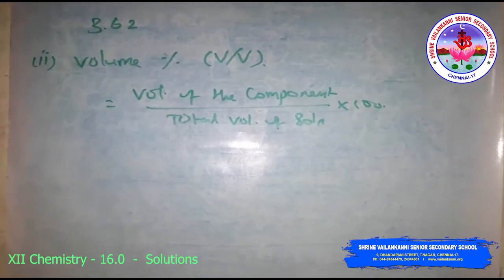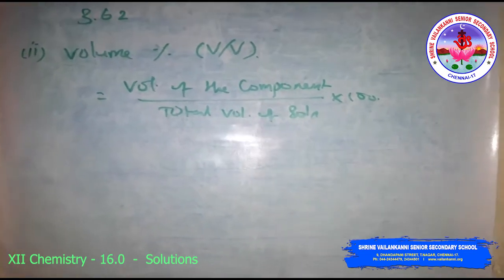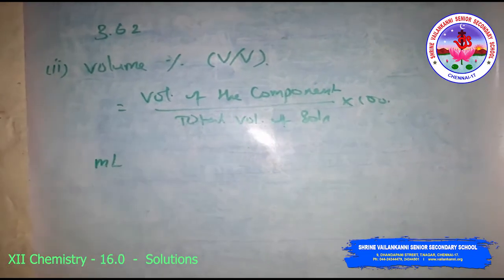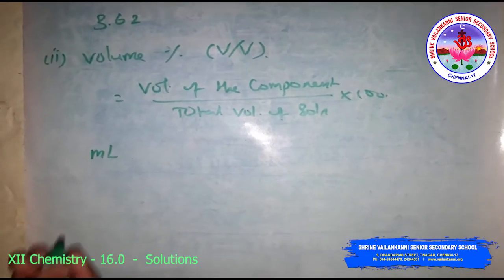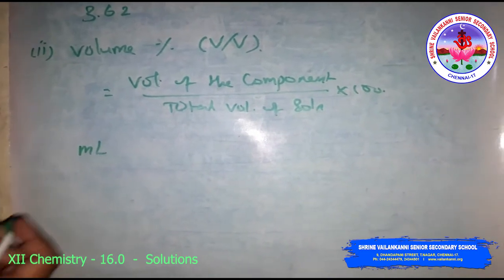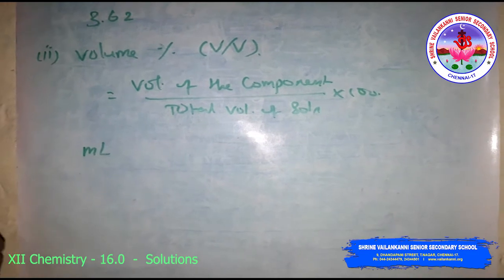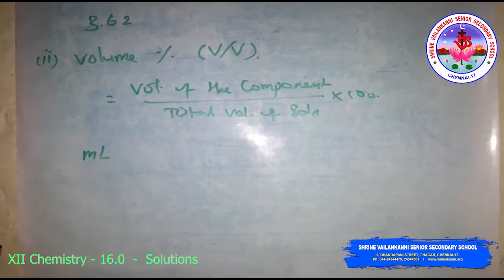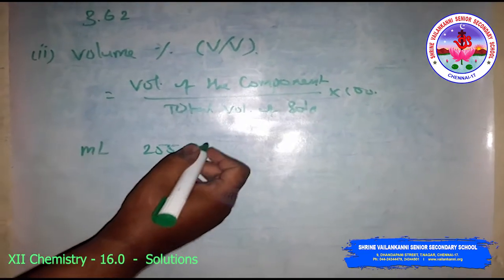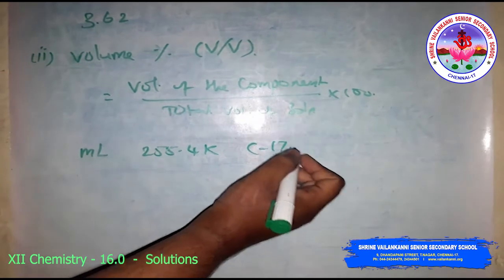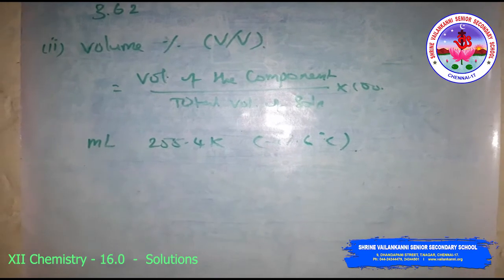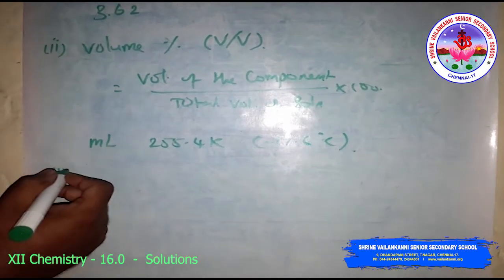Solutions containing liquids are commonly expressed in this unit, that is ml, milliliter. Example, a 35% solution of ethylene glycol in antifreeze. It is used for a car cooling engine. At this concentration, the antifreeze lowers the freezing point of water to 255.4 Kelvin, that is minus 17.6 degrees Celsius.